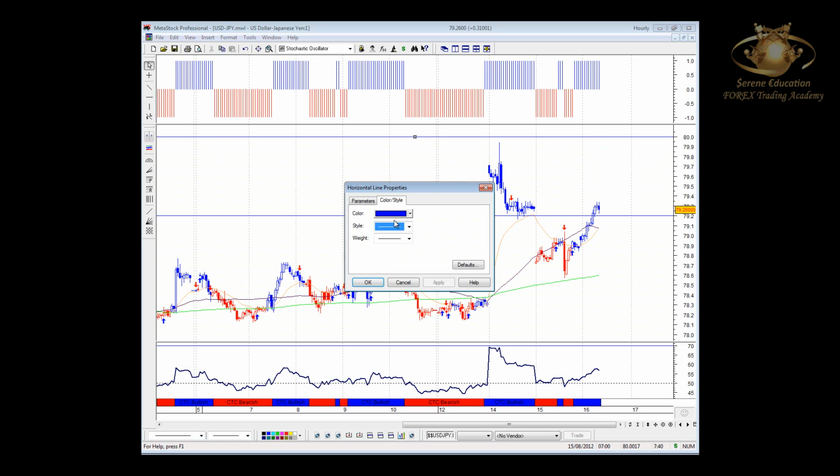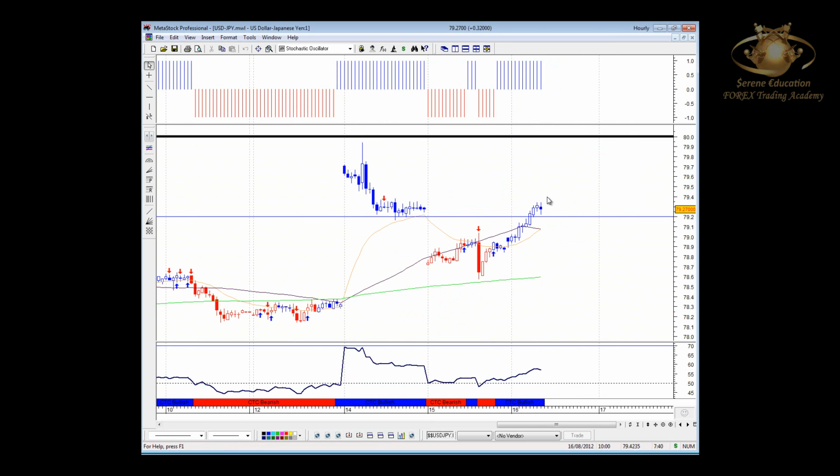So we've got a nice target area for this pair, if and when we get price actually finding support above this area. So wait for this candle here to close. If it closes nice and positive above 7920, look for an entry. Stop below here just to target 80 as our first target.